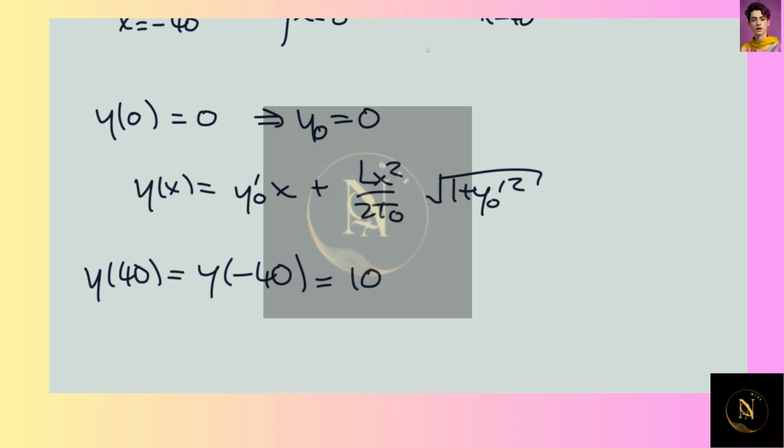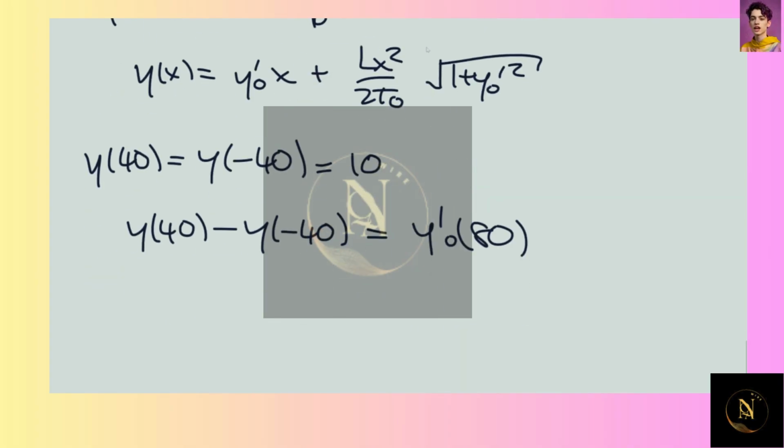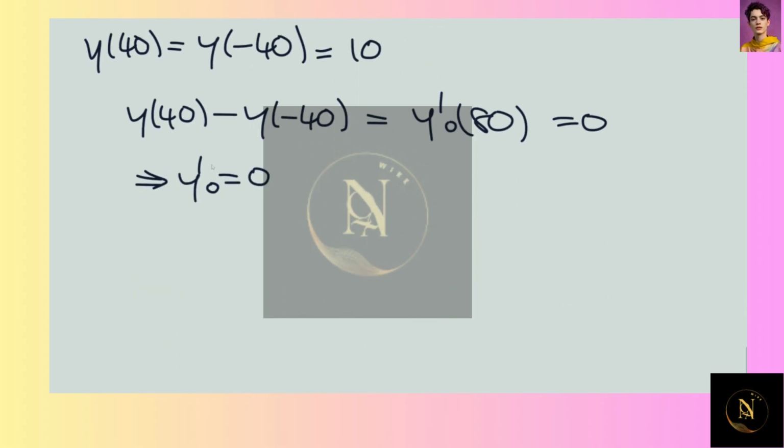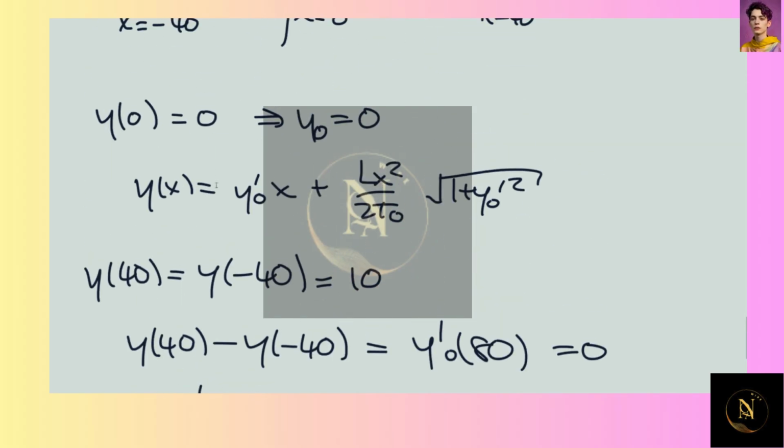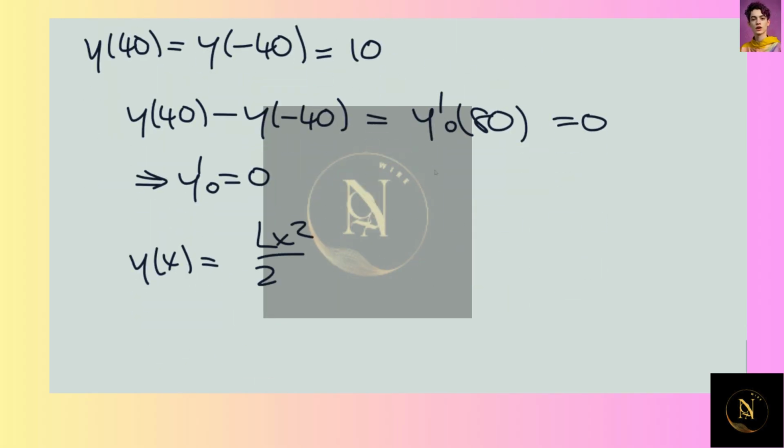So if y of 40 is equal to y of minus 40, first of all, that means that y dash of 0 must be 0, because y of 40 minus y of minus 40 is going to be y dash naught times 80, but this term is going to be the same. But this is equal to 0, so we get that y dash of 0 equals 0. So that tells us that y of x is equal to Lx squared over 2t naught.